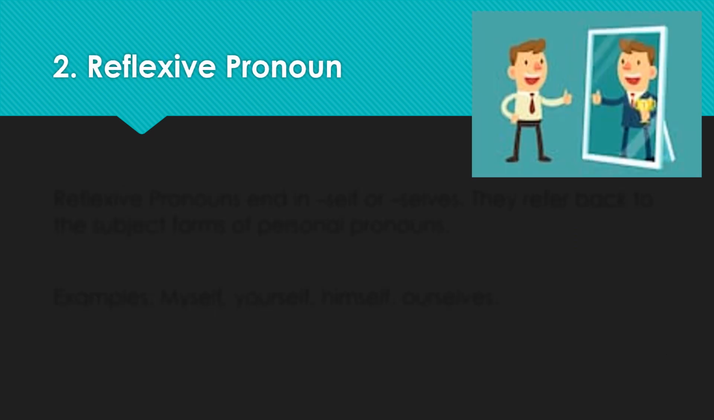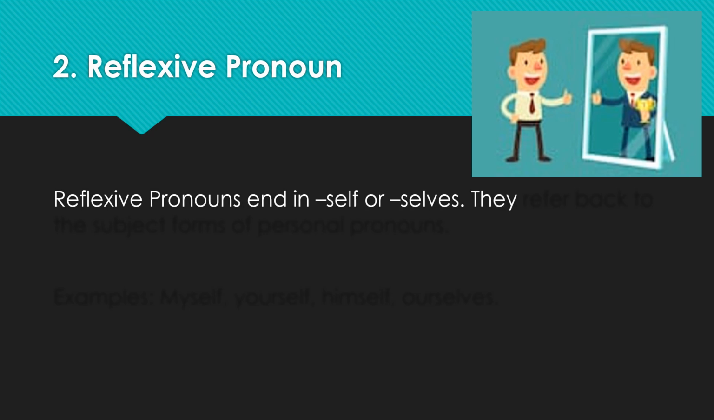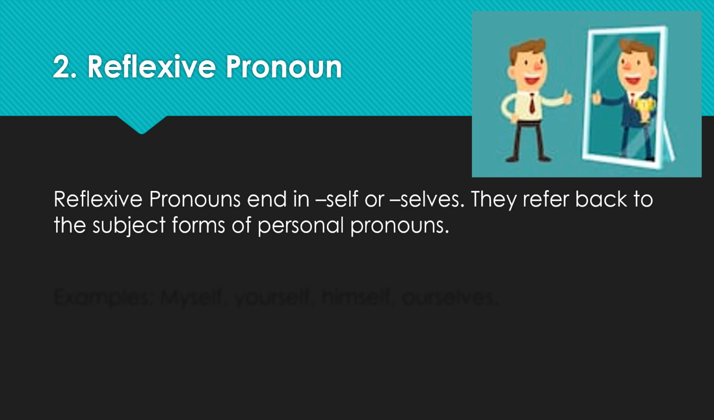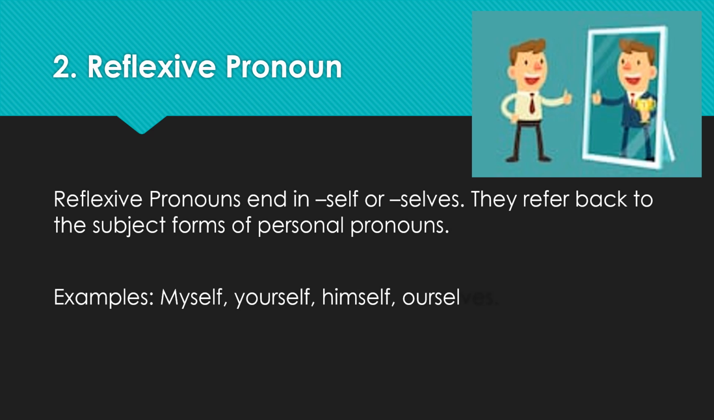Second is the reflexive pronoun. Now let us see what a reflexive pronoun is. Reflexive pronouns end in self or selves, S-E-L-F self or S-E-L-V-E-S selves. They refer back to the subject forms of personal pronouns. Examples: myself, yourself, himself, and ourselves. Now, how to identify whether it is a reflexive pronoun or not? If any pronoun ends in self or selves, then it is a reflexive pronoun.